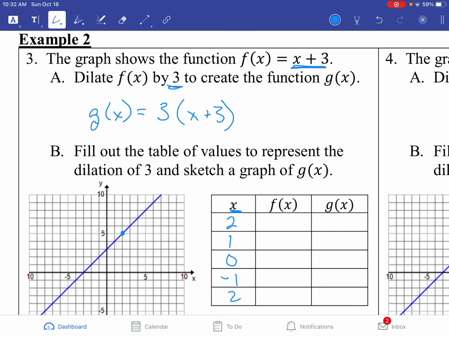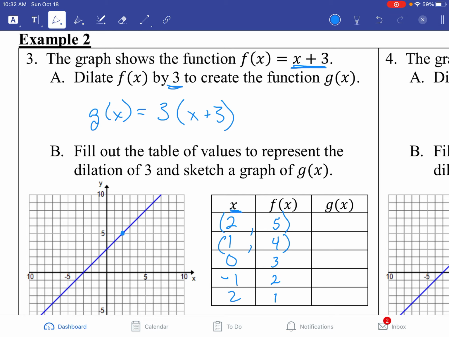I think using the function is going to be a little bit easier, so I'm going to use that. I put 2 in for x plus 3, so 2 plus 3 is 5, 1 plus 3 is 4, 0 plus 3 is 3. You kind of get the idea of where this is going. I'm going to fill out the rest of the numbers. Okay, so these are the points. Think of them as points that make up the line on the graph.